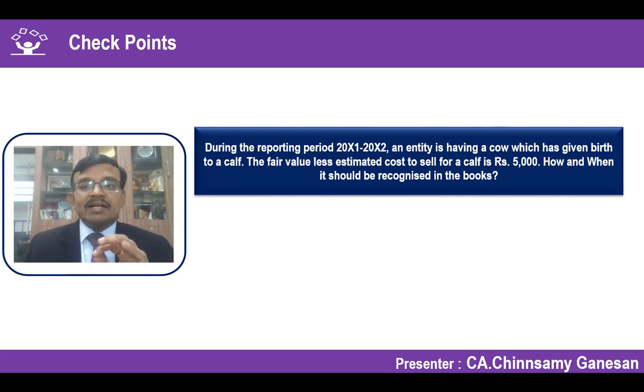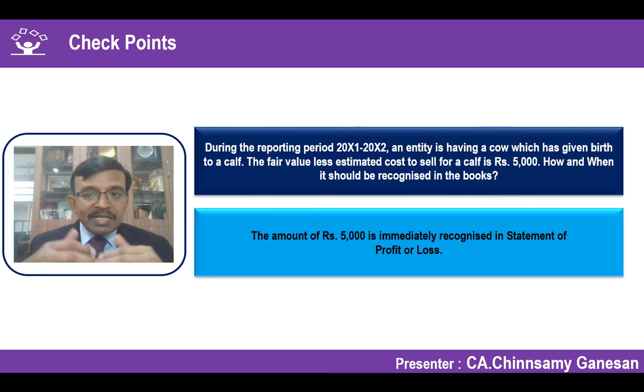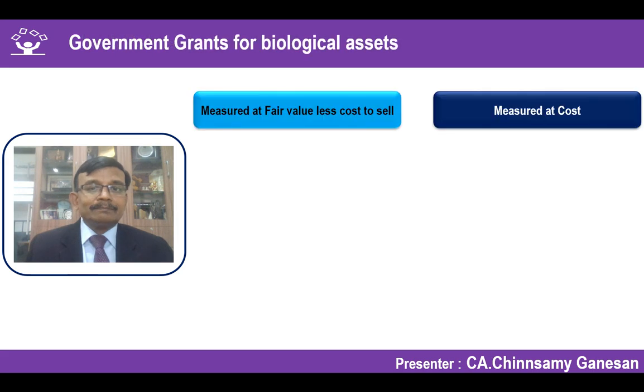An entity has a cow that has given birth to a calf. The fair value less estimated cost to sell the calf is 5,000. How and when should it be recognized? The 5,000 should be immediately recognized in the statement of profit and loss in the period in which the calf has been born. We have to recognize it because it increases the fair value of the biological asset, so it should be immediately recognized.